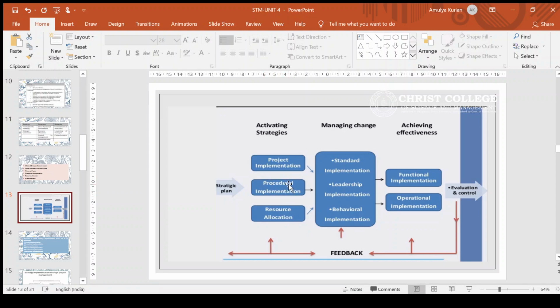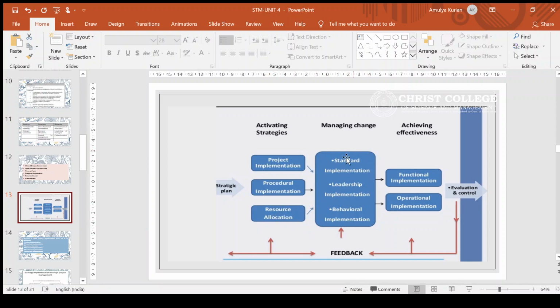This will be mainly dealt with the different acts or laws which will be governing the different factors in strategic implementation. And resource allocation is how we are allocating the resources like men, material, mission, money, and other aspects. How we are planning that, including time, how it is done, is resource allocation.